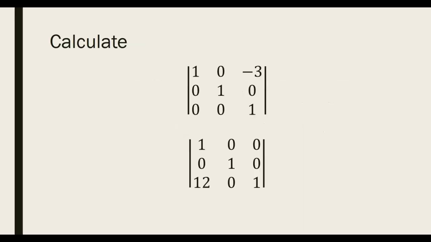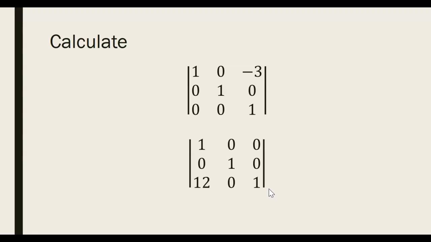The first thing we're going to look at is calculating some determinants. So we have this matrix here. It looks like the identity matrix with a -3 in row 1, column 3. So this is obviously triangular. Notice that the determinant can be calculated by taking the diagonal entries multiplied together. And so the determinant of this matrix is 1.